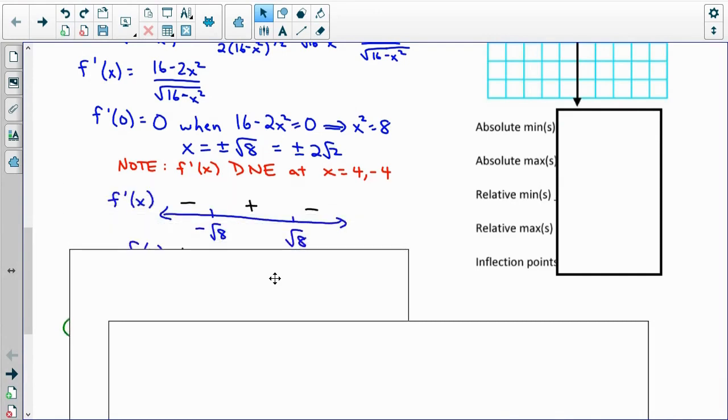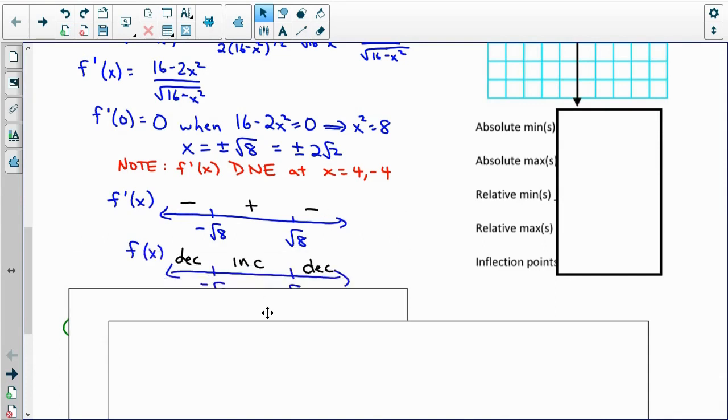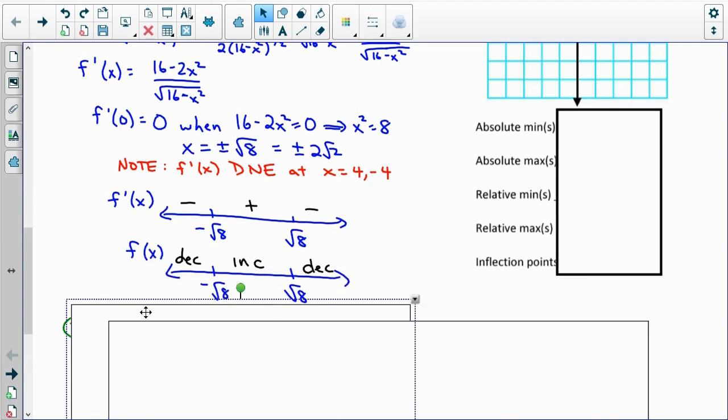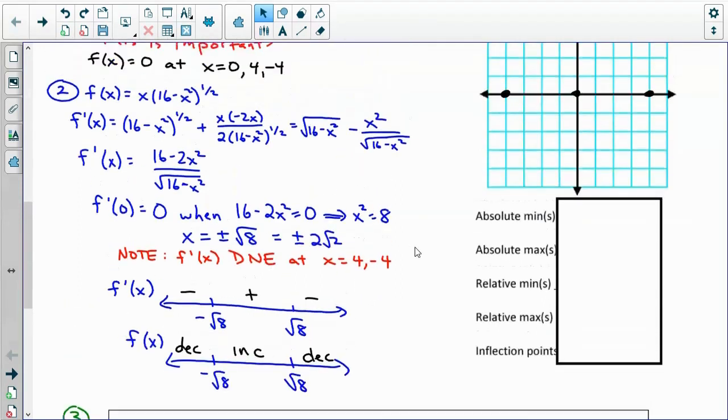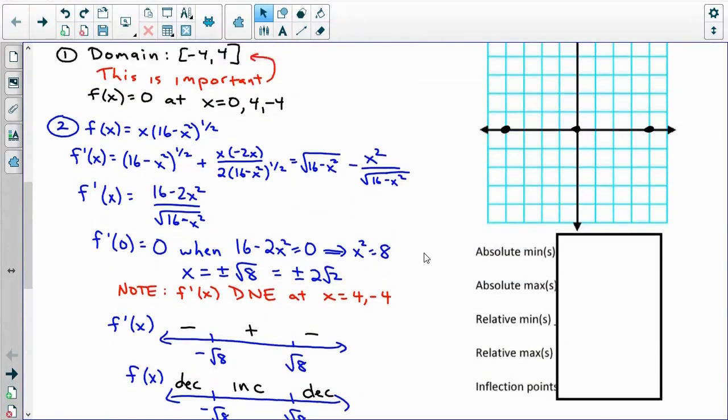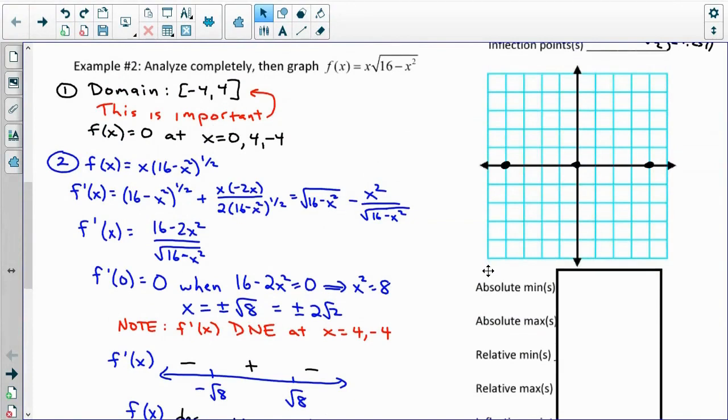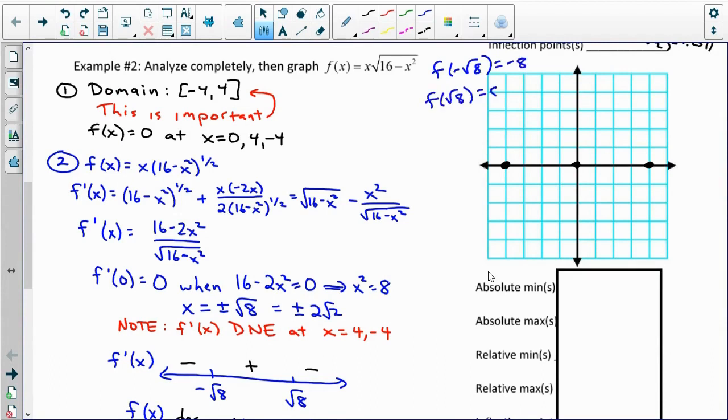So I make a sign chart. I substitute in values to the left of -√8, in between -√8 and √8, and to the right of √8, and that's what I get. So notice that f of x is decreasing, increasing, and decreasing at those values. And then when I substitute values into the function for negative root 8 and positive root 8, I figure out that f of negative root 8 equals negative 8, and f of root 8 equals 8.